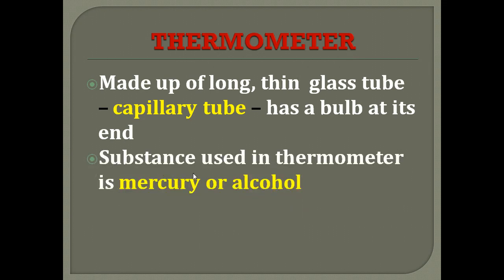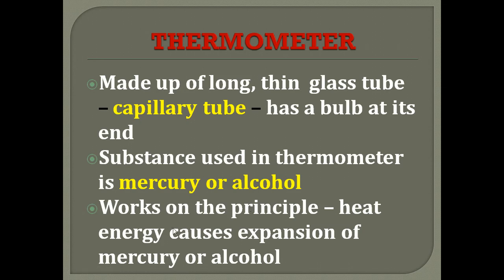The substance generally used in a thermometer is mercury or alcohol. A thermometer works on the principle that heat energy causes expansion of mercury or alcohol. So with an increase in temperature, it can be noted by the expansion of mercury or alcohol.